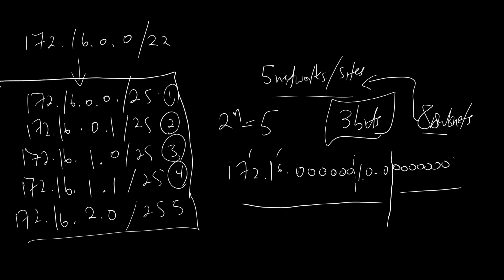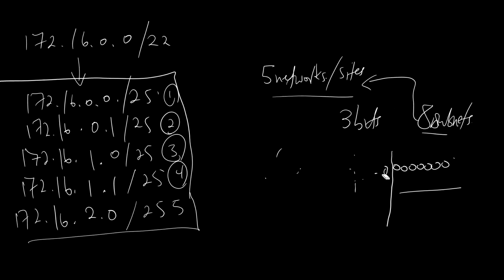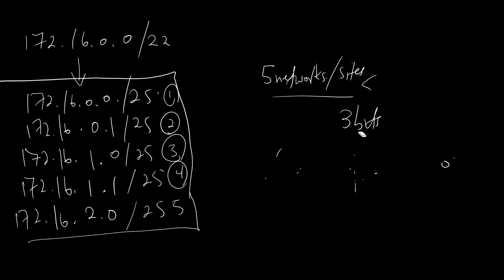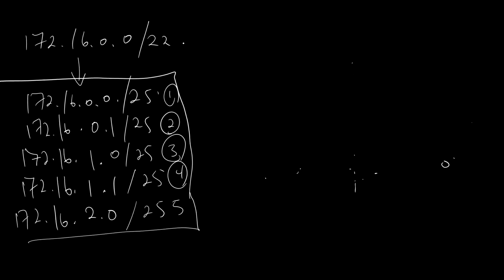The problem with this, I've created 5 networks. Yes, all is well. But how many host addresses are in each network? Initially, I had 22 bits for the network. I borrowed 3, making a total of 25. 32 minus 25, that's 7. It means I have 7 bits left for host addressing.